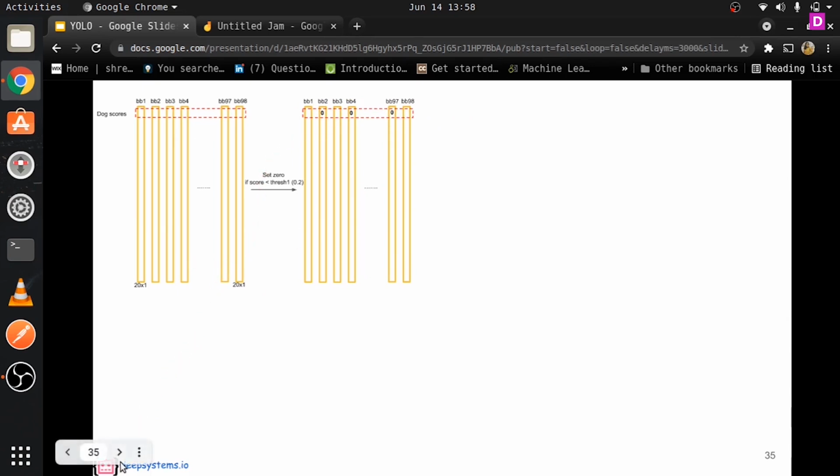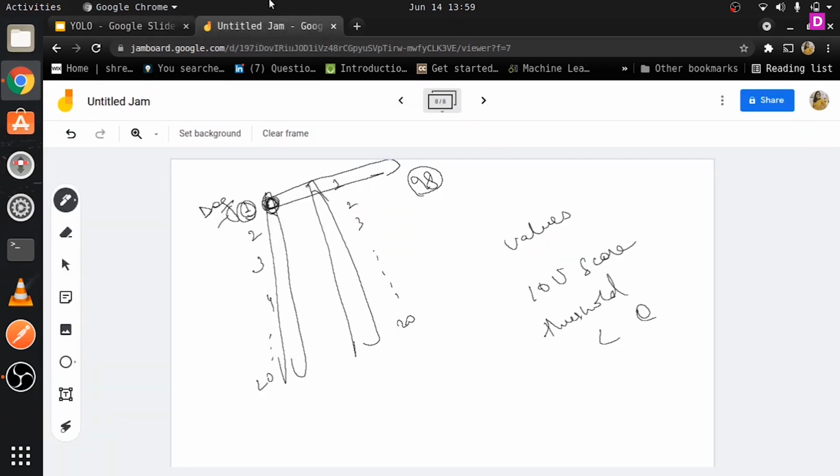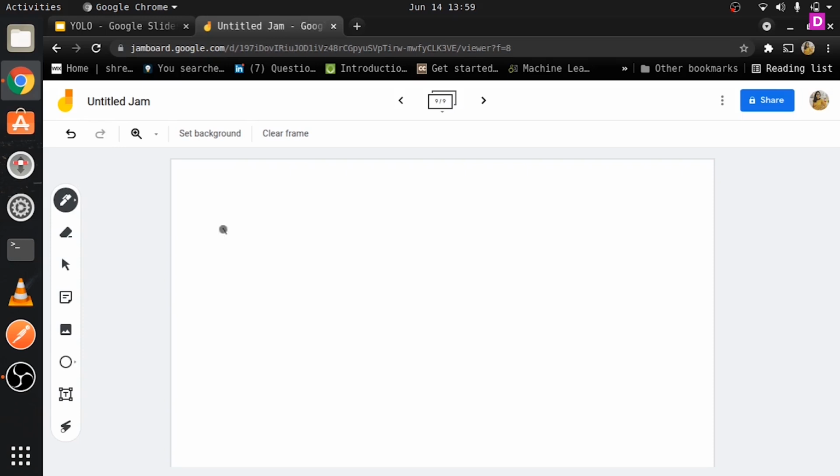So what I will do next is, I will sort this out in descending order. So what that means is, now this is just for the first class, by the way. I am not doing it for other classes. Only for the first class I am showing.